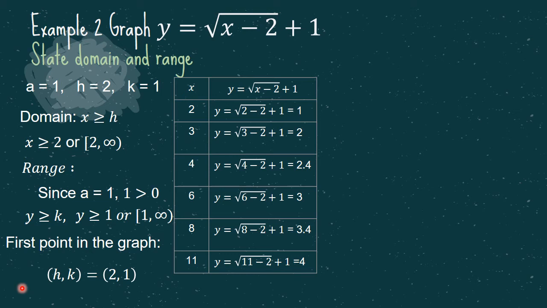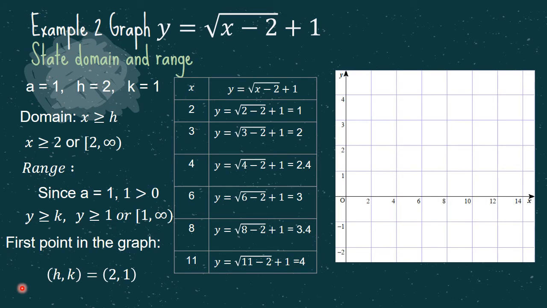Then, to get one more point, and to avoid decimals, the value that I chose is 11 for the x, and when you use 11 for the x, the value of the y becomes the square root of 11 minus 2, plus 1. 11 minus 2 is 9, the square root of 9 is 3, and 3 plus 1 would be 4. So we have this table, and the last thing that we have to do is to graph these points.